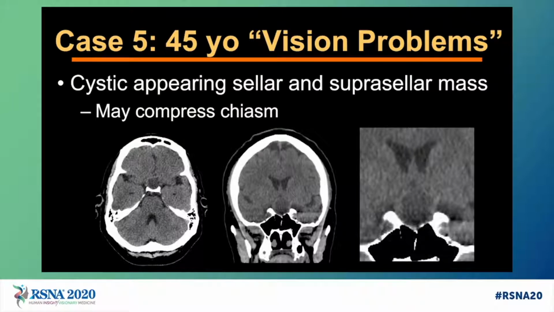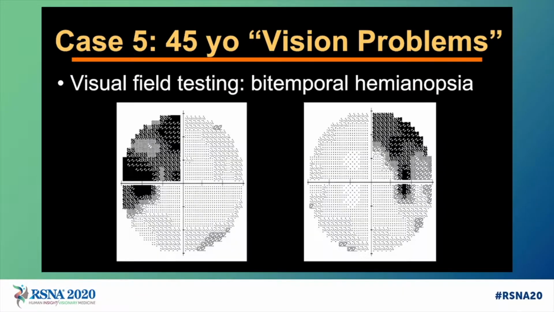Case 5. This was a patient who presented with vision problems. And even on the non-contrast CT, you can see a low-density lesion that's involving the sella and suprasellar cistern. And given the clinical presentation of vision problems, we're concerned that the chiasm was compressed. Visual field testing was performed and shows the classic bitemporal hemianopsia that confirms that the chiasm is being compressed from below.